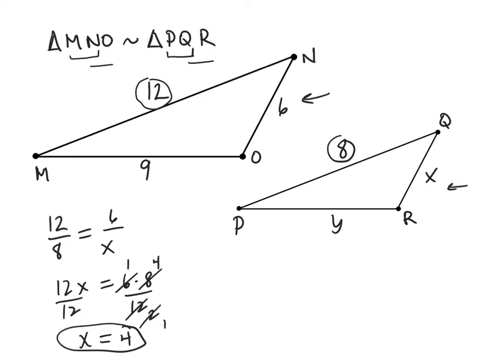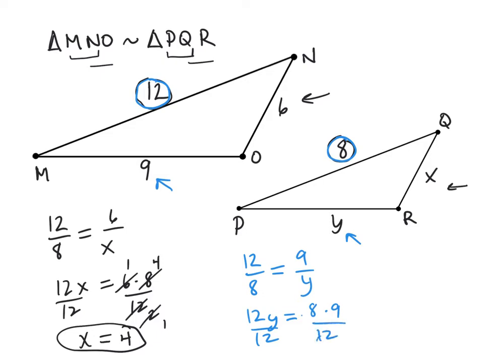Let's find y now. I'm going to start off with the same pair. 12 is to 8 as 9 is to y. Cross multiply and solve. 12y equals 8 times 9. And I'll divide by 12. These divide by 4, I get 2 and 3. I can divide these two by 3, and I get 3 and 1. Looks like it's 6 over 1, or 6. y equals 6.